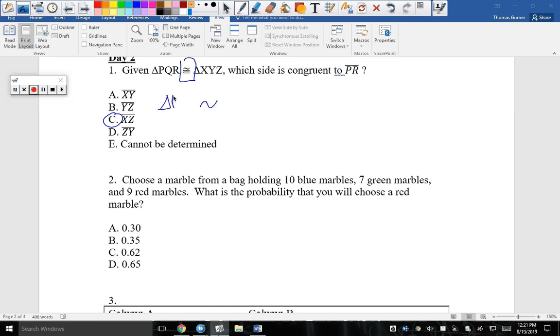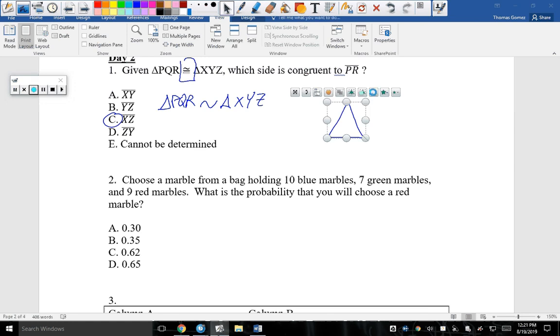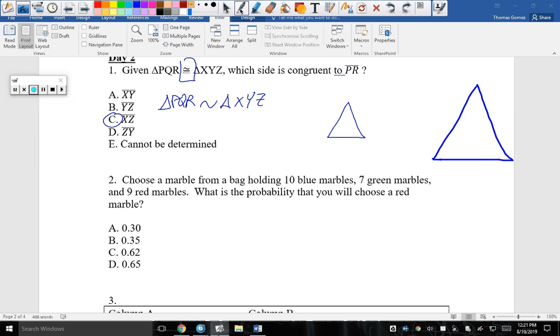So I could say triangle PQR is similar to triangle XYZ. And this is what similar means. Basically, it's the same shape, but it doesn't have to be the same size. So I could have this triangle, and I could have this triangle, where the first one is PQR, and the second one is XYZ. Important thing to remember: does order matter in the way I labeled this, yes or no? It does, very much so, okay?